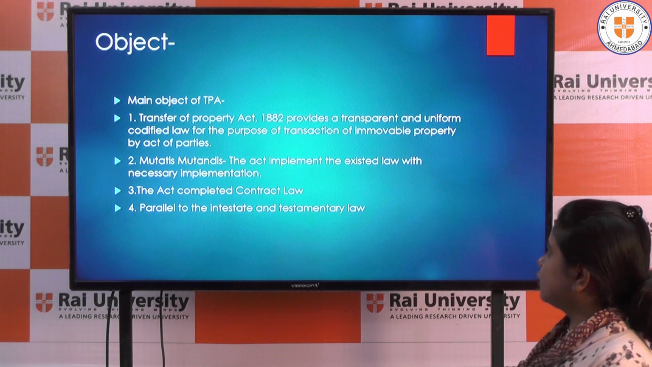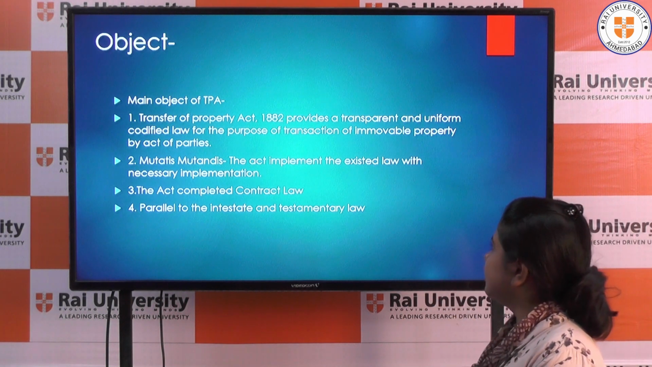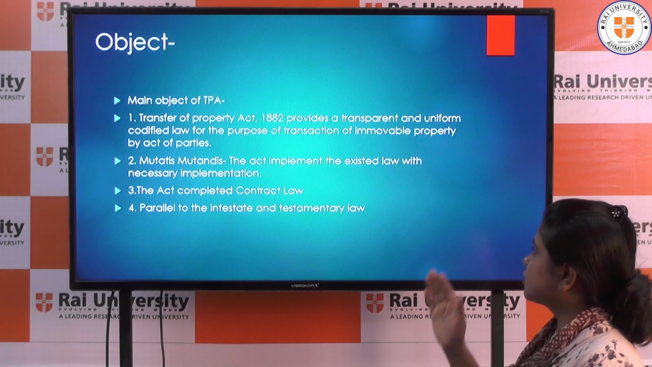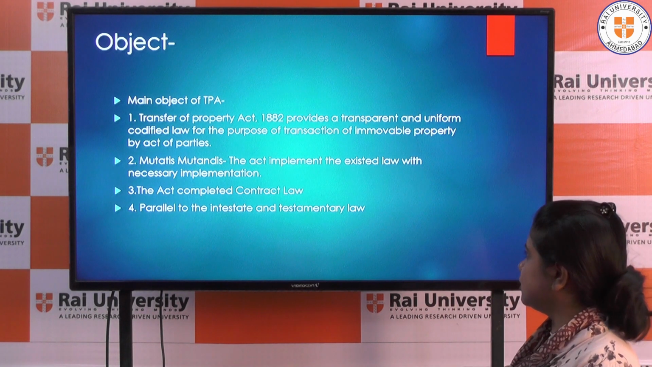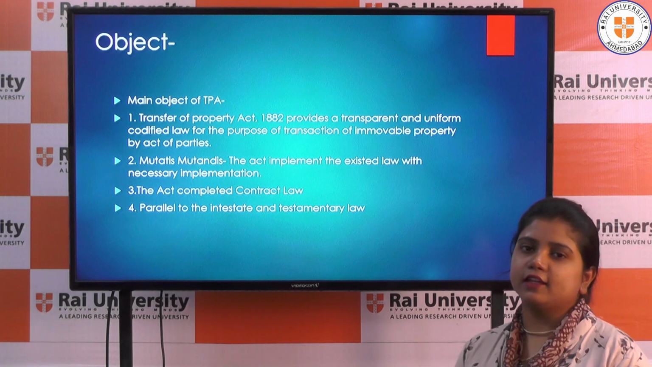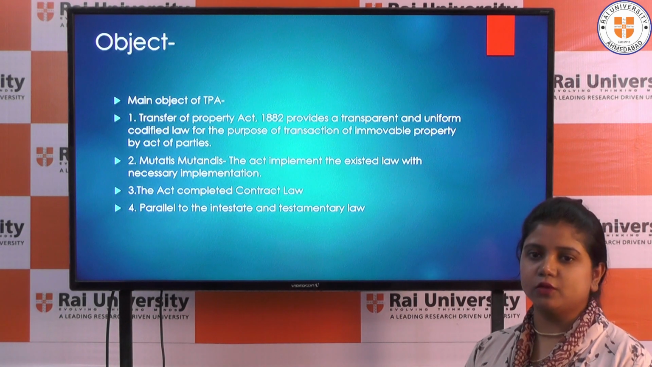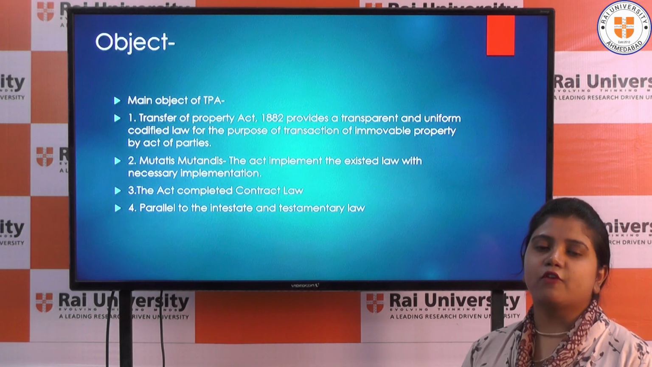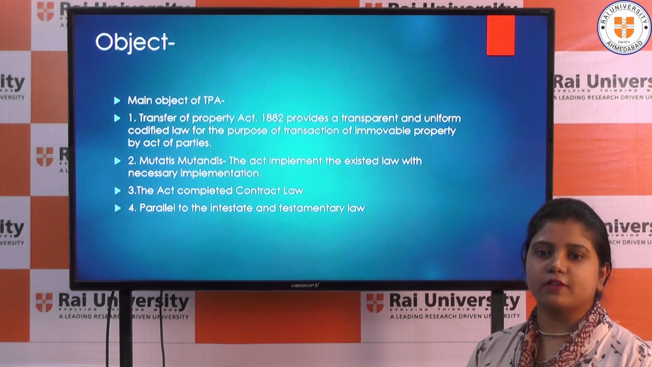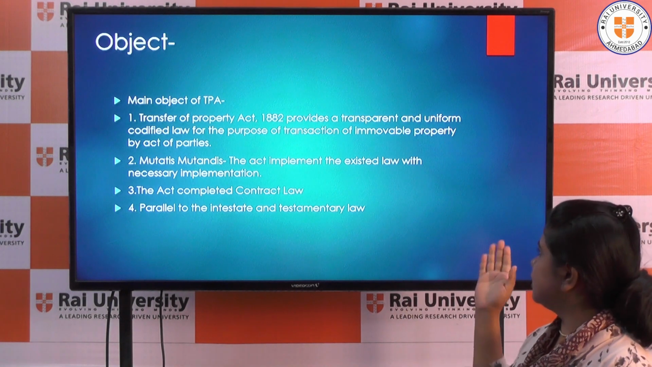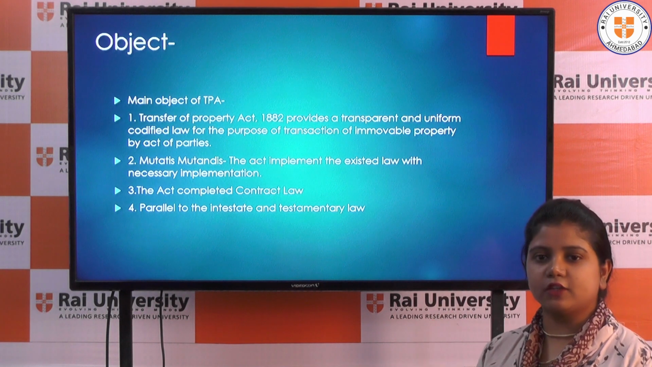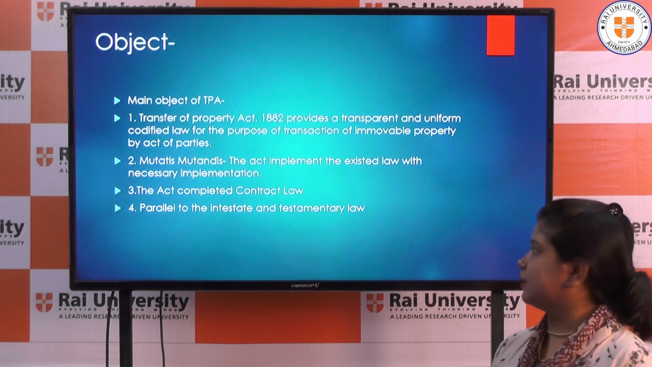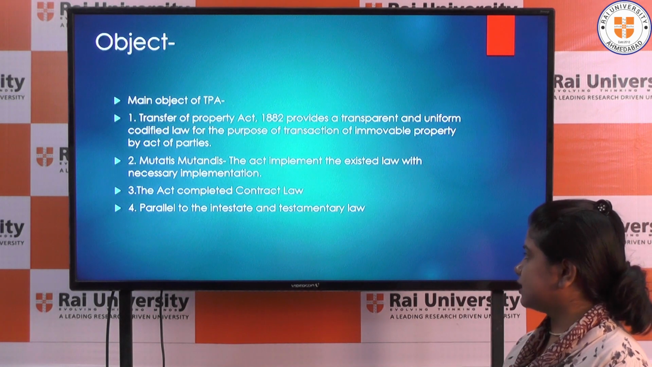So what are the objects of the Transfer of Property Act? Basically, it is a very transparent and uniform codified law which came under the Act of 1882. Before 1882 there was also dealing in transfer of property, the transactions between persons for the sale and purchase of properties. But after 1882, there was unified and transparent law to codify and compile all the laws in a certain set of series. This is what the Transfer of Property Act deals with.